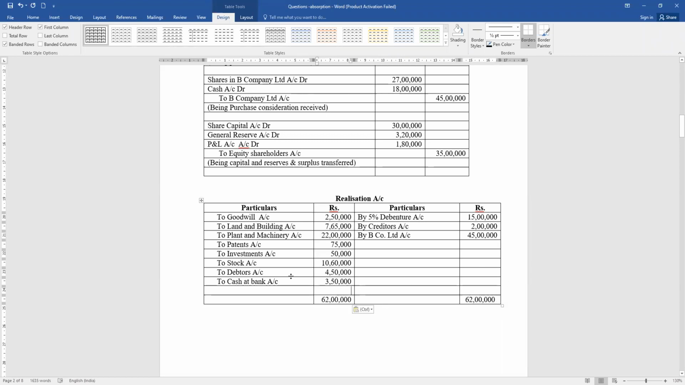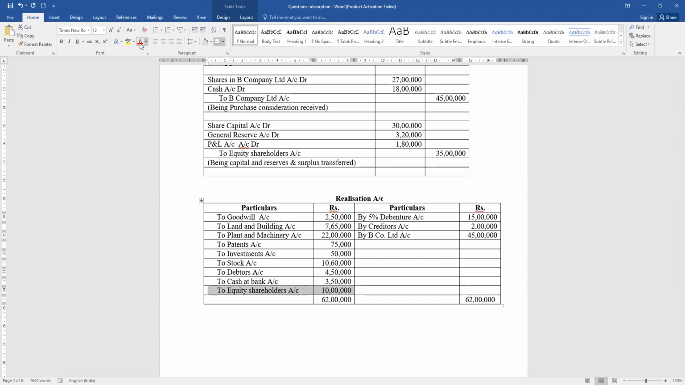Okay, and what is the difference? You balance it, you'll get the balancing figure. Whatever you are getting, that should go to equity shareholders account. So the balancing figure is 10 lakhs. This is the balancing figure, so I'll be coloring it in a different color. Equity shareholders account. Okay. For this, you have to write a journal entry.